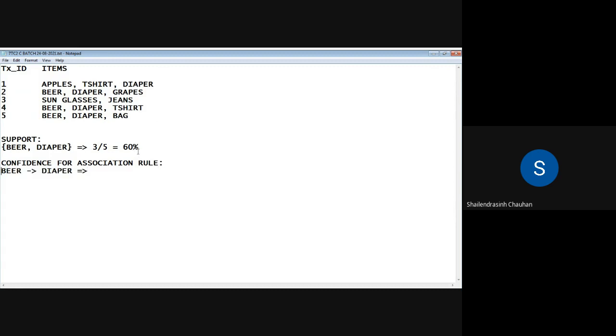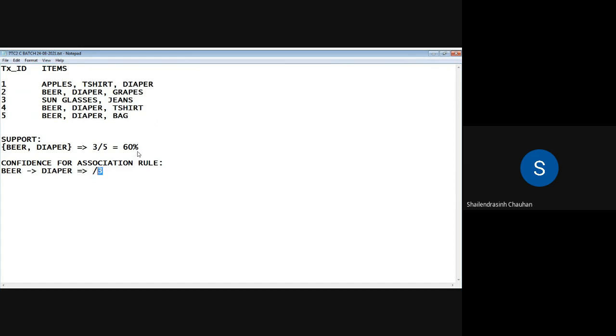This rule means that whenever a customer is purchasing beer, how sure are you that the customer will also go with diaper. So here you need to consider the number of transactions where the item set on the left hand side is present. That means how many transactions are there with the item beer? 3 transactions.